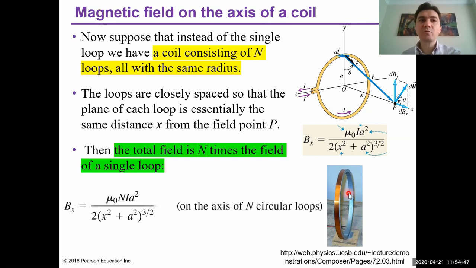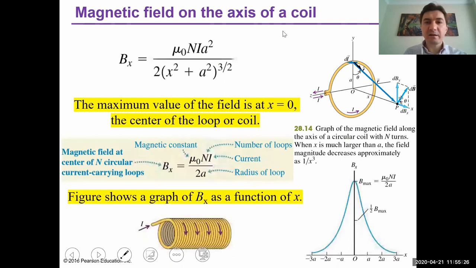So what is the magnetic field on the axis of a coil? Let's consider a coil consisting of n number of loops, all with the same radius. Then the total magnetic field is n times the field of a single loop. This was the field of the single loop, which we have calculated. Just multiply it by n, because each loop will produce that field. Then this is the total field of the coil.